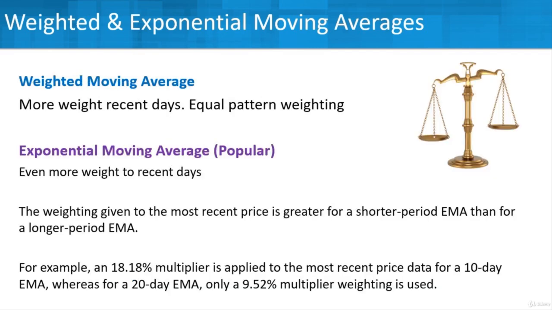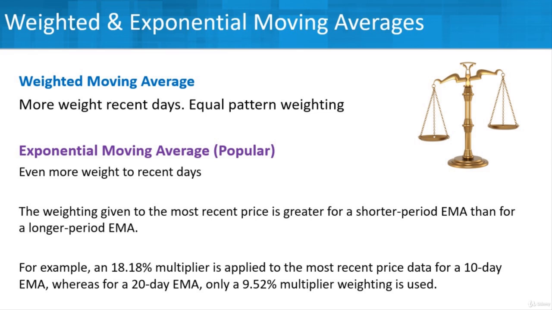Another one that's very popular is an exponential moving average, which puts even more weight on recent days. The weighting given to the most recent price is greater for a shorter-term exponential moving average, or EMA, than for a longer period EMA. For example, they might apply multipliers. If an 18.18% multiplier is applied to the most recent price data for a 10-day exponential moving average, then for a 20-day EMA, that would be 9.52 as far as the multipliers they're using.